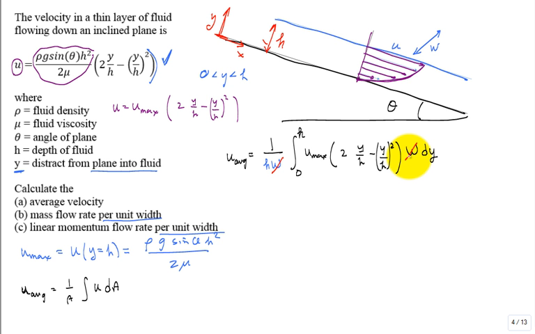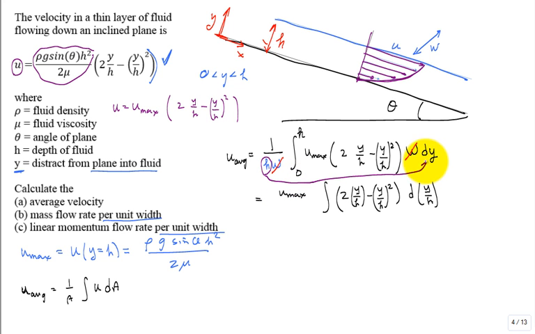All right. So let's take out the u max outside the integral. So then I have the integral of 2y over h minus y over h quantity squared, all that dy. But I had this h right here. If I take that h and I put it inside, then I have the derivative of y over h. Do you see where that h went? This h right here goes under there.